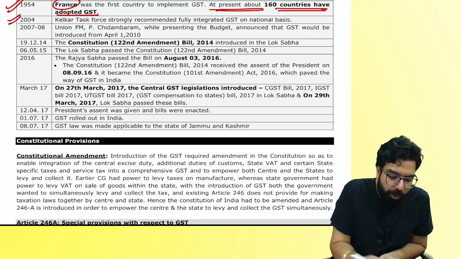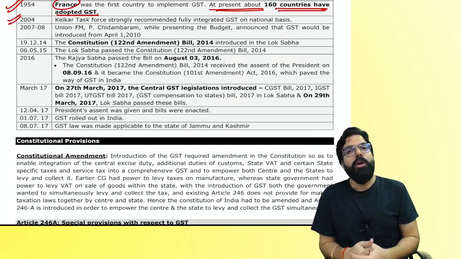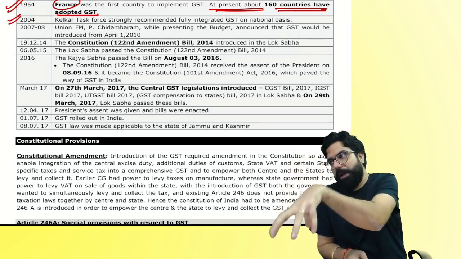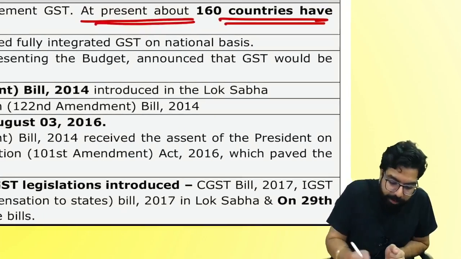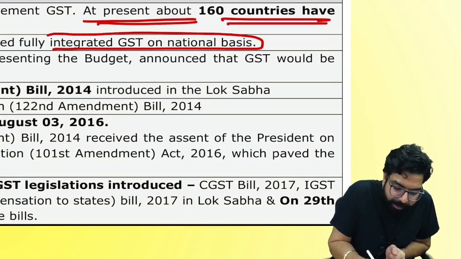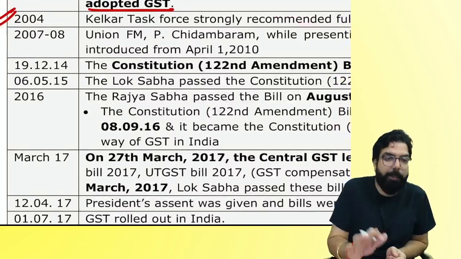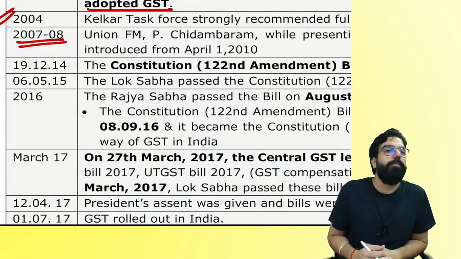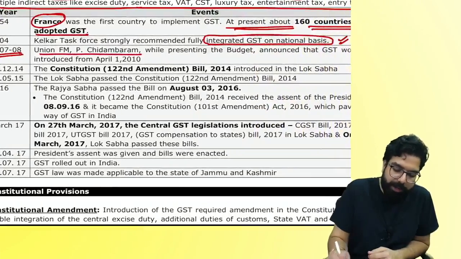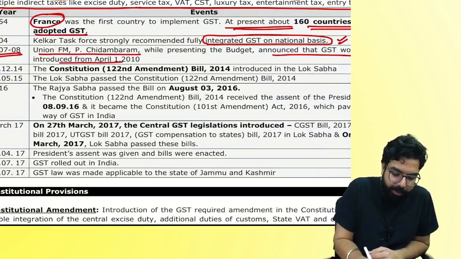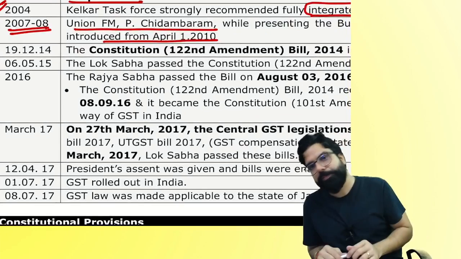Now, in 2004, what happened? Kelkar Task Force under Dr. Vijay Kelkar, one force was created, one committee was created, and they told India, we should get GST, which is fully integrated GST on national basis. Is it possible? And hence, it never happened. Then 2007-8, P. Chidambaram, when he was presenting the budget, he went ahead and told that, okay, GST will come in India in 2010. Okay, sir. But 2010, it never came.